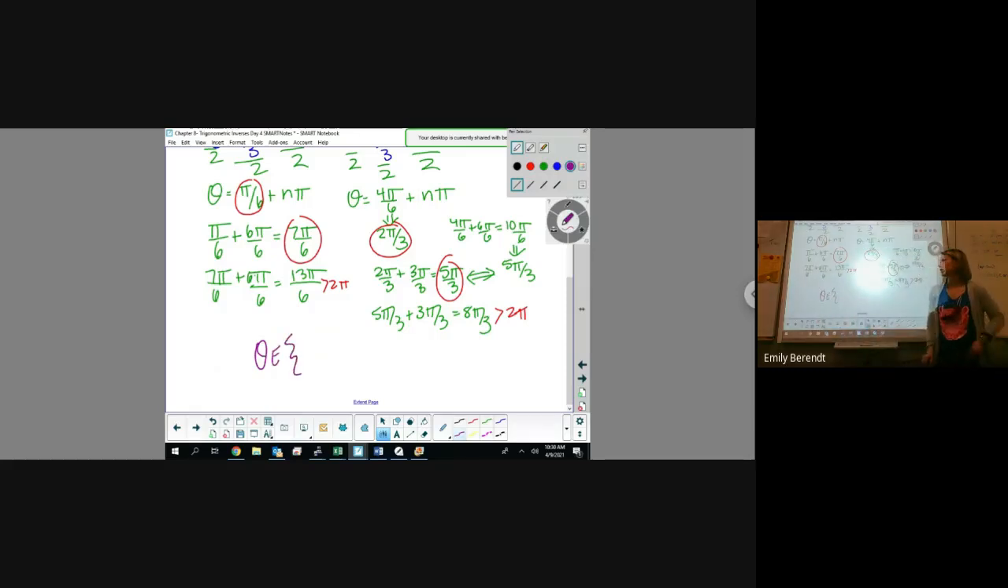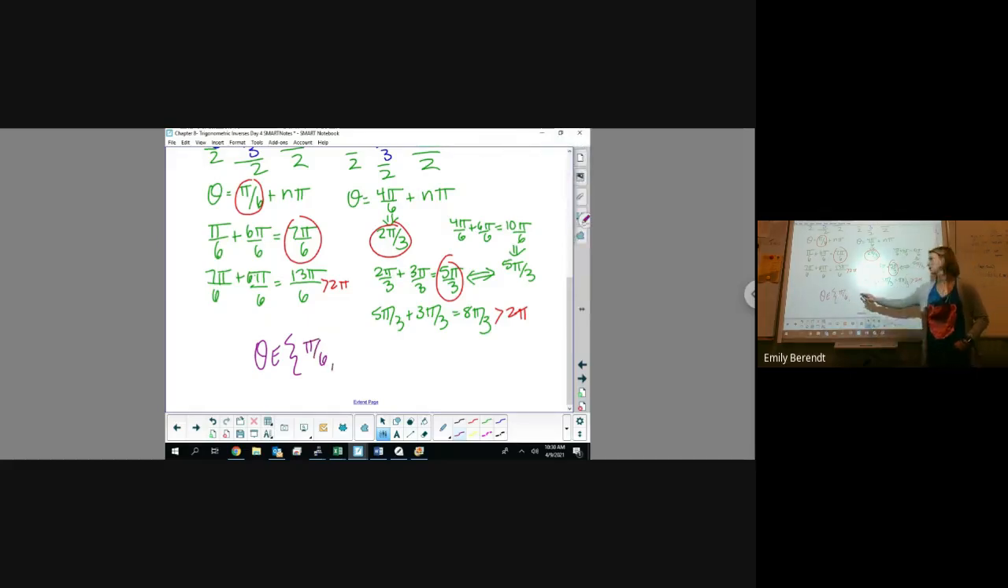What's the smallest out of our 4 answers? Pi over 6. So think about where these are located on the unit circle. What would be next? 2 pi over 3. And then 7 pi over 6, because it's the 30. And then 5 pi over 3 would be hanging out over in quadrant 4.